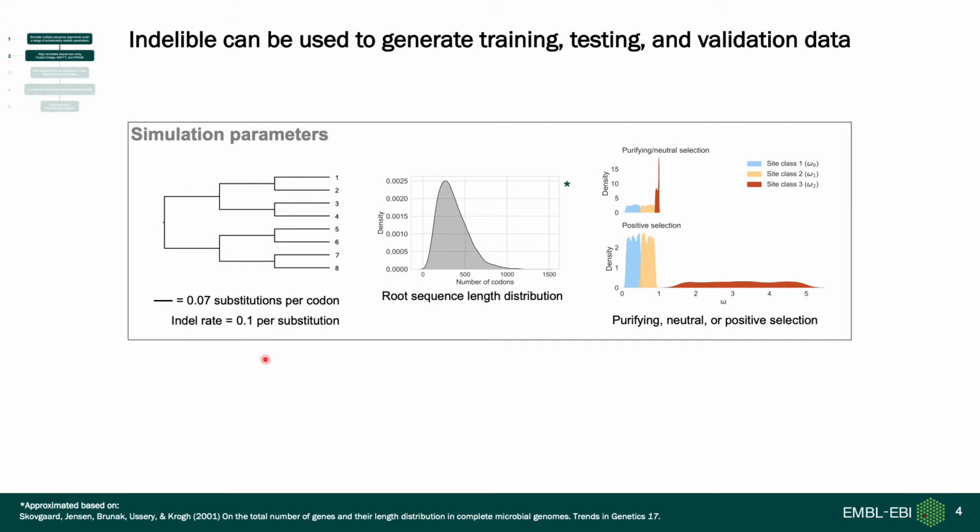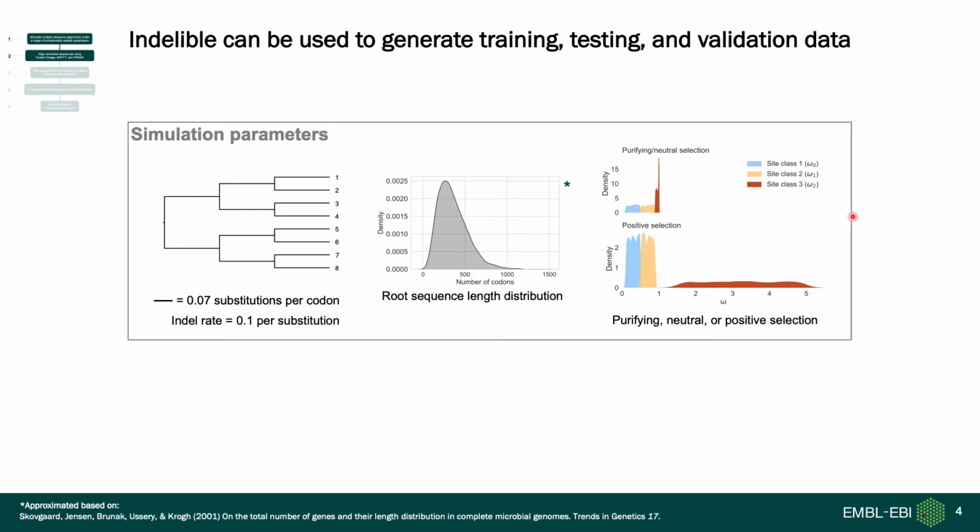This includes an 8-tip ultrametric tree with the branches scaled to have lengths of 0.2 substitutions per codon, and they have an indel rate of 0.1 per substitution. The root sequence length in all simulations is sampled from a gamma distribution, which is based on microbial gene lengths. And for each simulation, we choose one of 2 site class distributions, shown here on these density plots, where omega is on the x-axis.